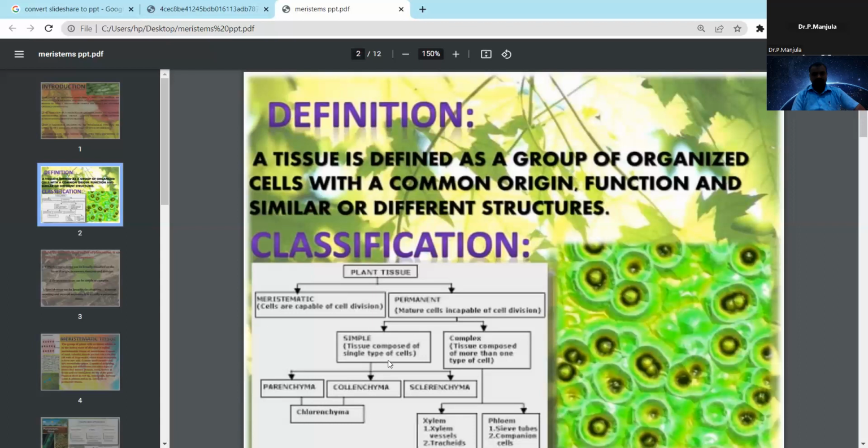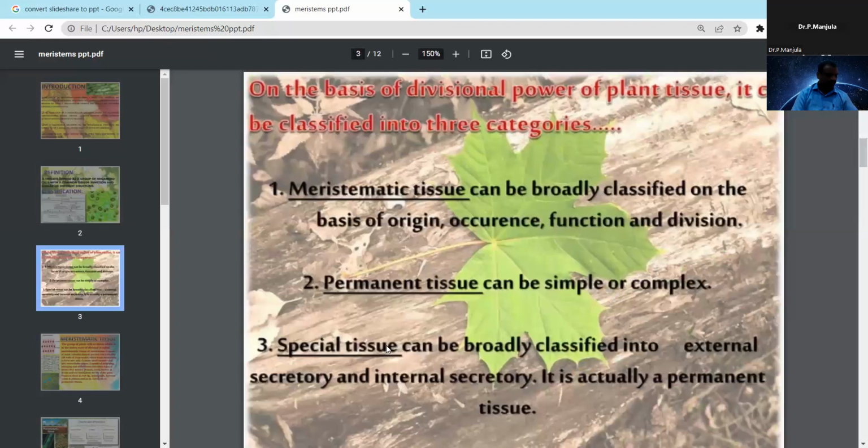Simple tissues are composed of a single type of cell, whereas complex tissues are made up of more than one type of cell. Simple tissues are divided into parenchyma, collenchyma and sclerenchyma. Complex tissues are classified into xylem and phloem. In xylem there are different types, such as xylem vessels, tracheids, xylem parenchyma. In phloem there are sieve tubes, companion cells, phloem parenchyma, and so on.